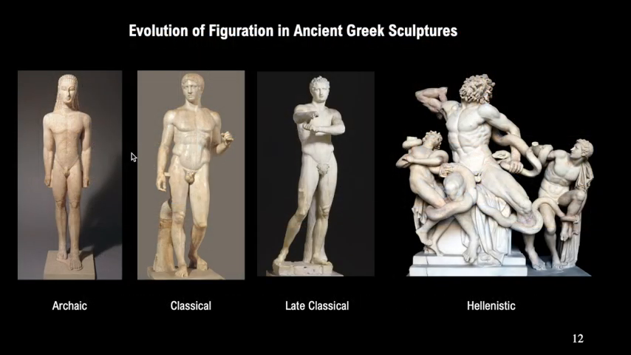Even looking at line simply as an animating feature, we can see here, looking at the evolution of figuration in ancient Greek art, the earliest archaic Greek statues. The classical, they introduce contrapposto, there's a little bit more movement, weight shift of the hips. And then we see the late classical, the arms sticking out.